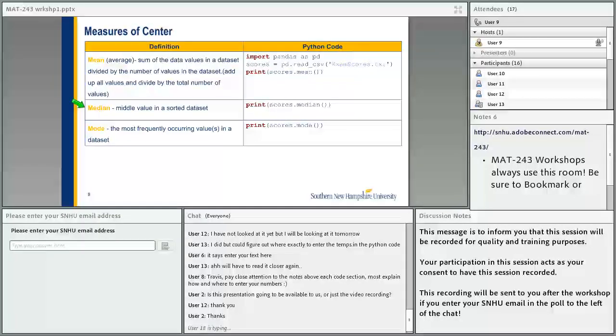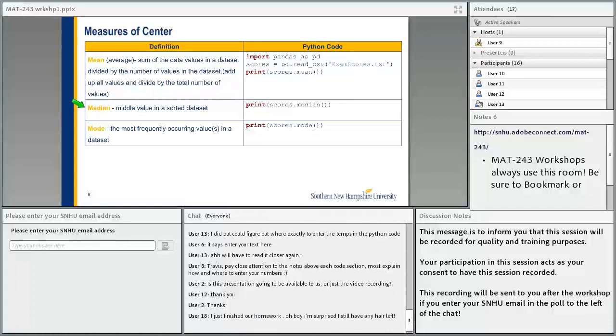The median is the middle value in a sorted data set. When I say sorted, it should be in ascending or in descending order. And then we take the middle value, that's the median. The mode is the most frequently occurring value in a data set.